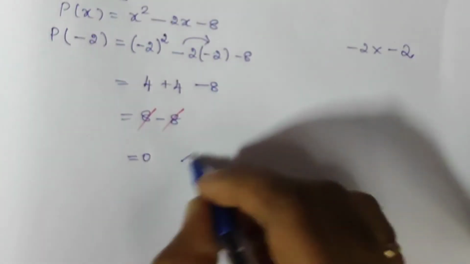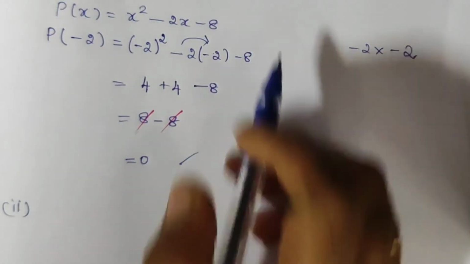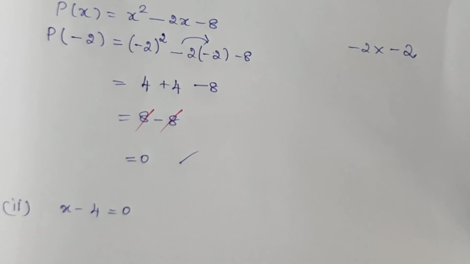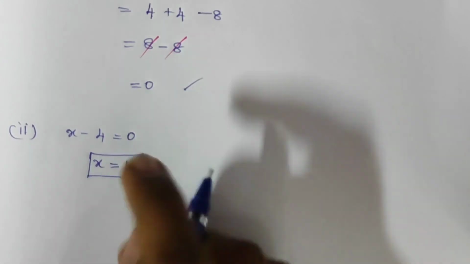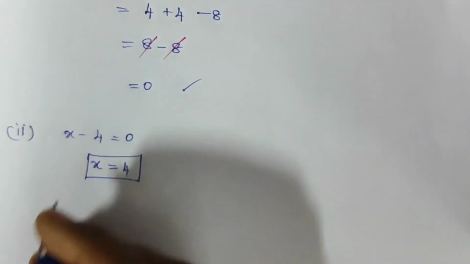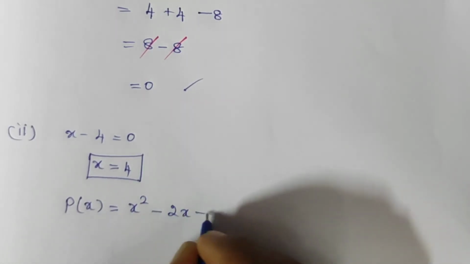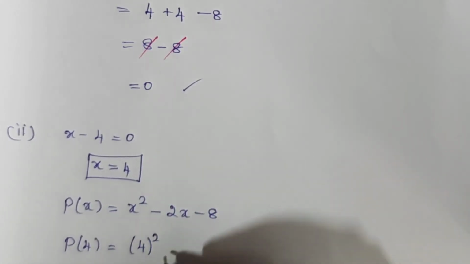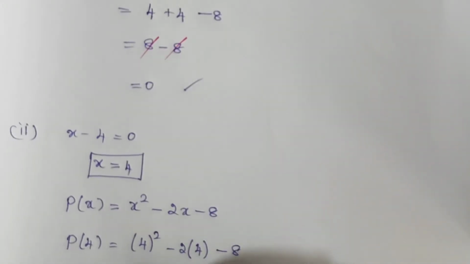Okay, so this is the first one. And the second one, x minus 4, this is the second factor. So x minus 4 is equal to 0. So x is equal to plus 4. Now in the place of x substitute plus 4. So again you write p of x is equal to x square minus 2x minus 8. So p of 4 is equal to 4 square minus 2 into 4 minus 8. So 4 fours are 16 minus 8 minus 8.